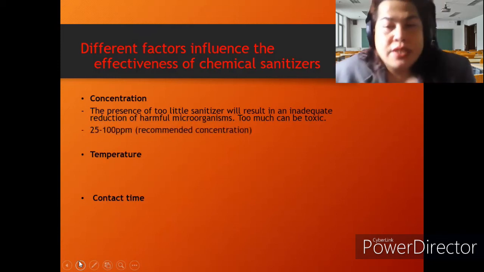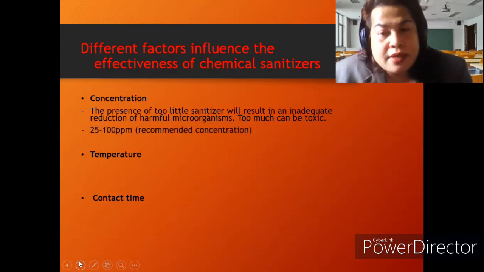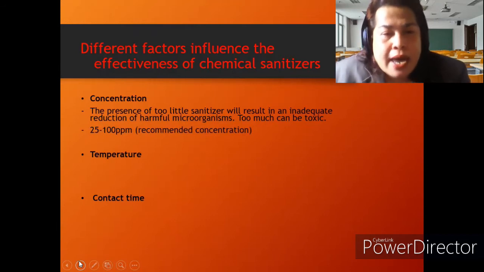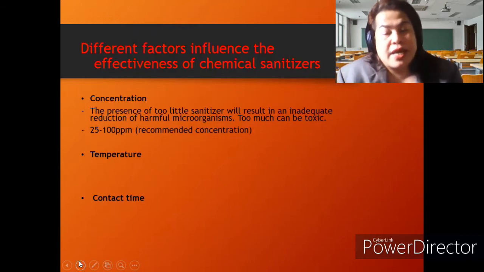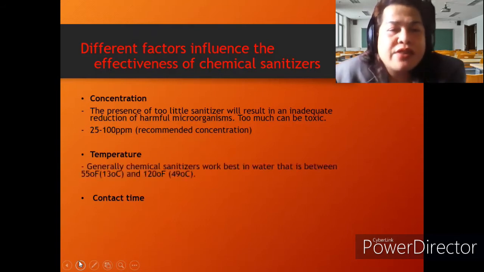So always remember, ang recommended concentration lang daw dapat is at least 25 to 100 ppm. So when you say ppm, that is parts per million. Again, parts per million. Okay? So dapat at least 25 to 100 ppm ang recommended lang na concentration for chemical sanitizer. Next, we have the temperature.